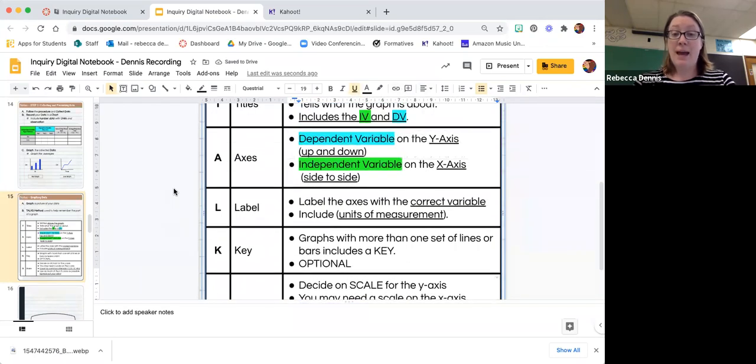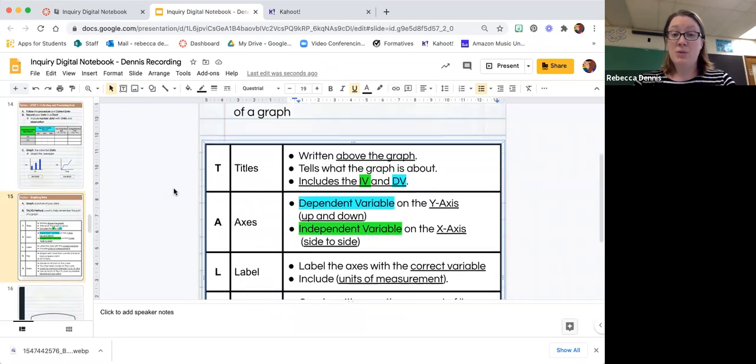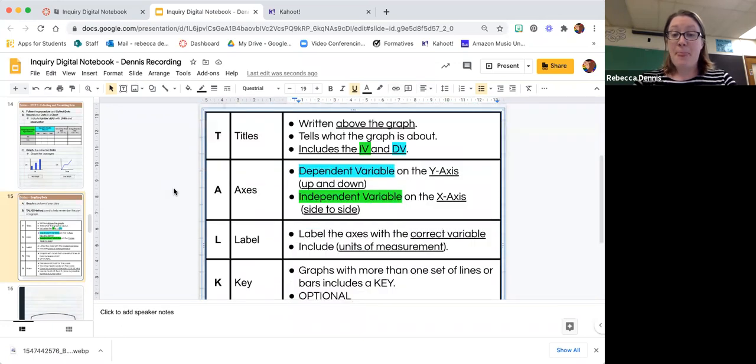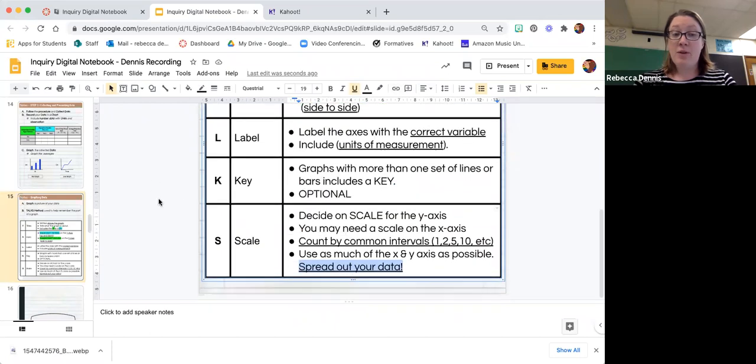And I'm actually going to try and upload for you guys tomorrow a graph that we'll add to this so that you can see in your notes what a good talks graph looks like.